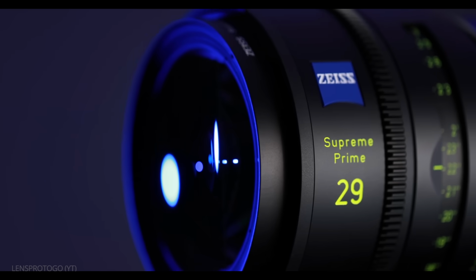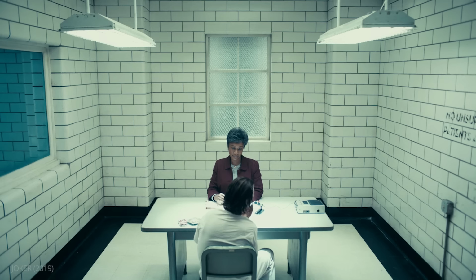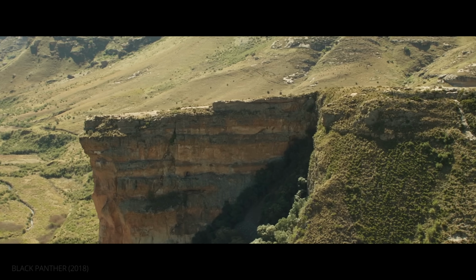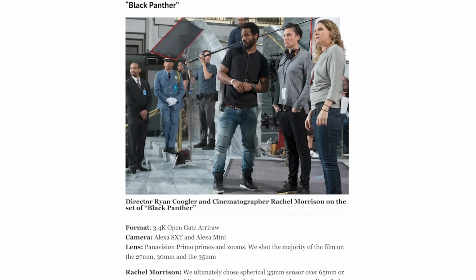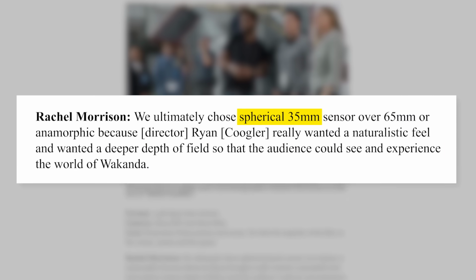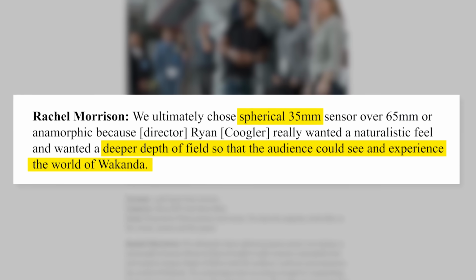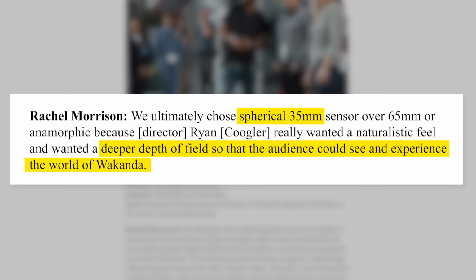Generally speaking, spherical lenses give sharper and cleaner images that can be more grounded and real. For example, DP Rachel Morrison shot Black Panther with spherical lenses because they wanted to draw attention to the detail of Wakanda's world building.